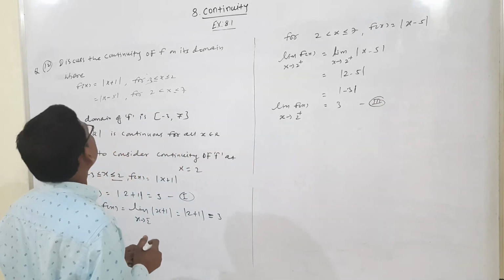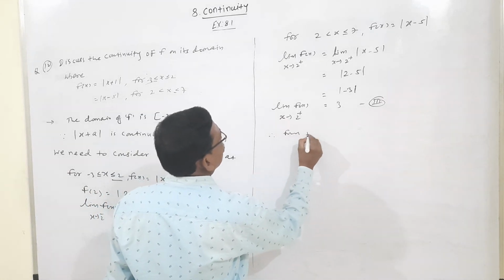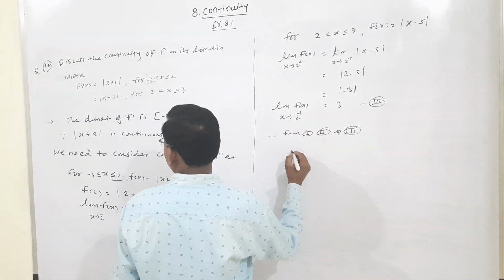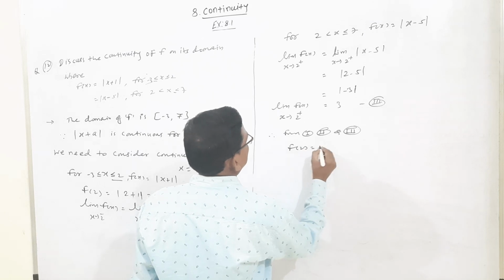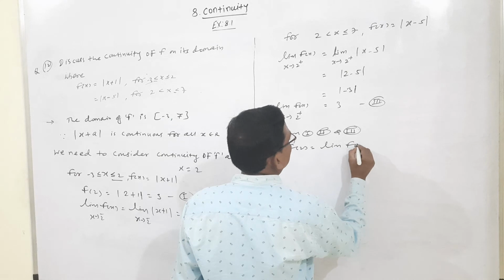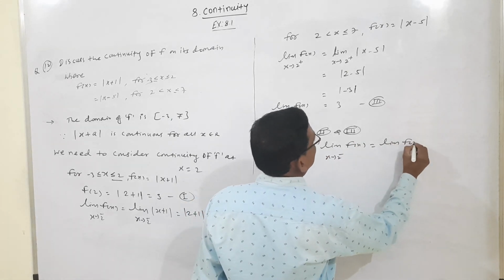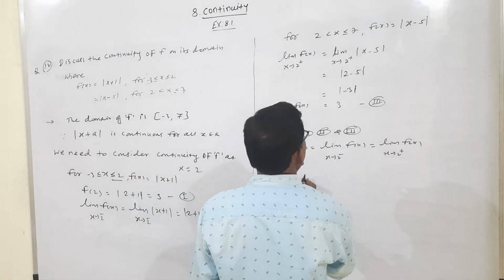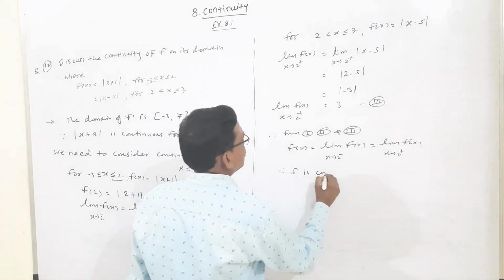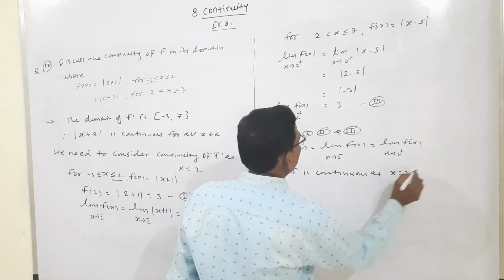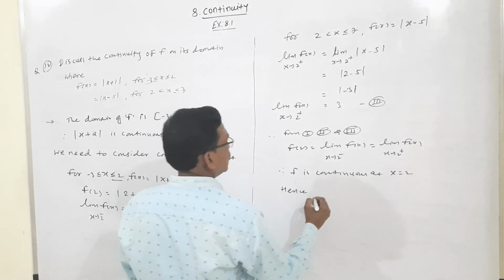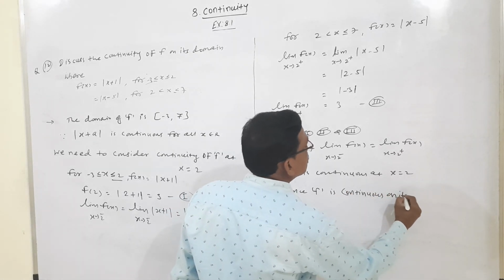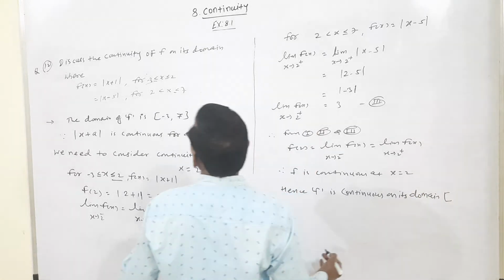So from 1, 2 and 3, the value of the function at that point is equal to the left hand side limit, which is equal to the right hand side limit, and therefore it is equal to 3 here. Therefore f is continuous at x equal to 2, and hence the function f is continuous on its domain [-3, 7].